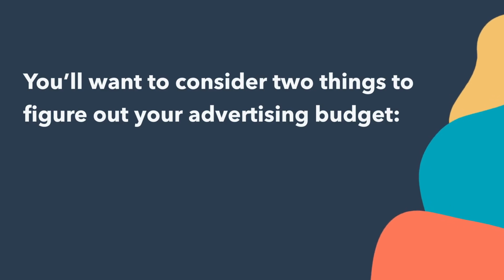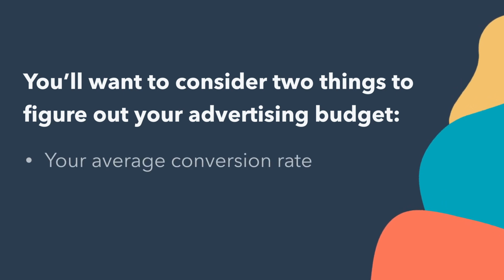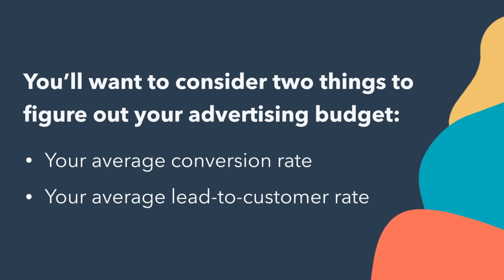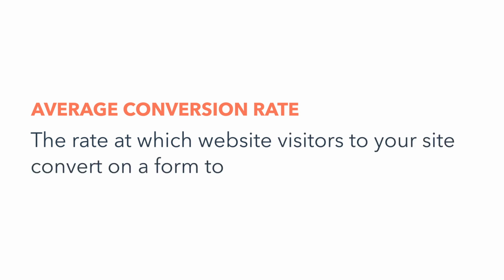Now that you have your average lifetime value for your customers, you can work backwards to see what your monthly advertising budget should actually be. We're going to walk through this example focused on the value of a form conversion, but you can apply the same approach to whatever conversion points you're optimizing your ads for. So what factors matter in your advertising budget? You'll want to consider two things to figure out your advertising budget: your average conversion rate and your average lead to customer rate. The average conversion rate is the rate at which website visitors to your site convert on a form and become a lead.